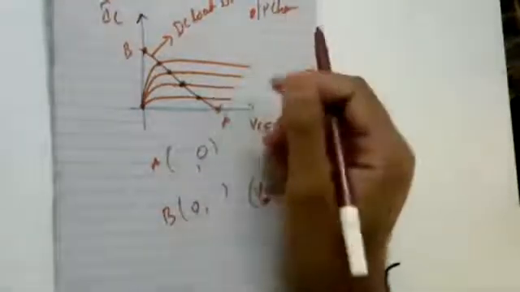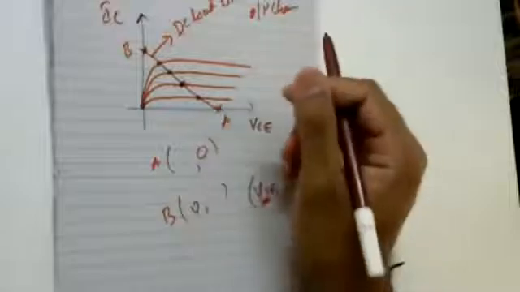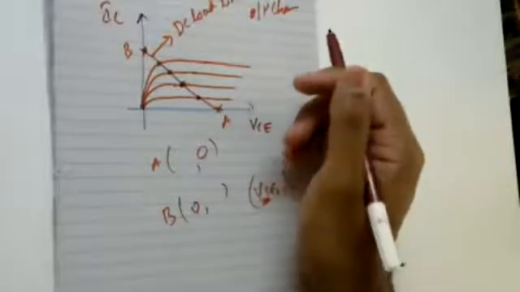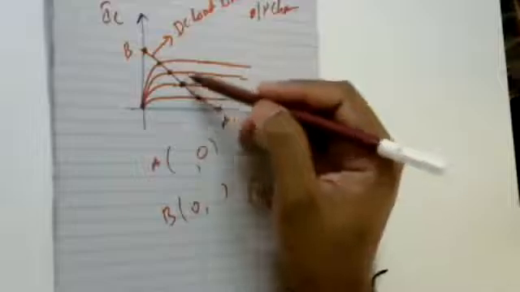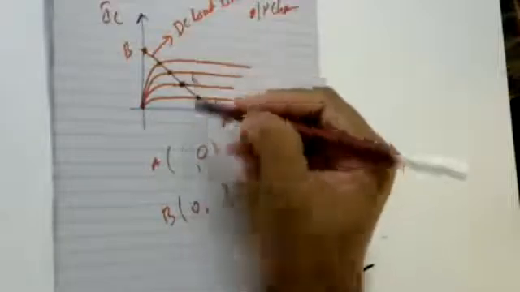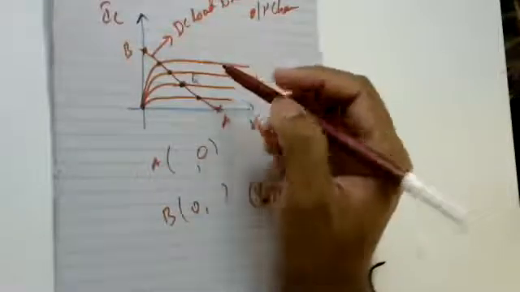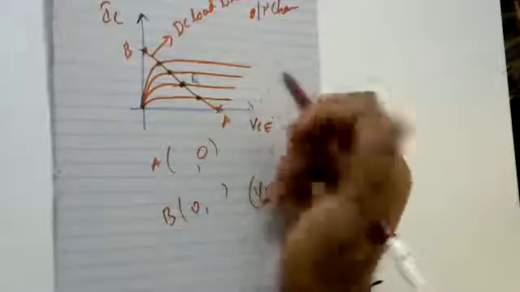So which particular Q point am I going to select? We have discussed this topic to a very deep extent. We are going to select a Q point which is exactly at the center of the DC load line. Let me say this is my Q point, just because of one simple reason: I can give a maximum voltage swing on the output side.